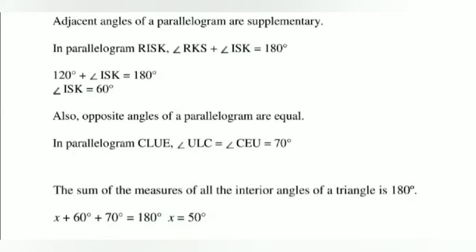We can say angle RKS plus angle ISK is equal to 180 degrees. Both are adjacent angles. So, put the value, RKS is given as 120 degrees. It means ISK is equal to 180 minus 120 degrees. So, angle ISK is equal to 60 degrees.